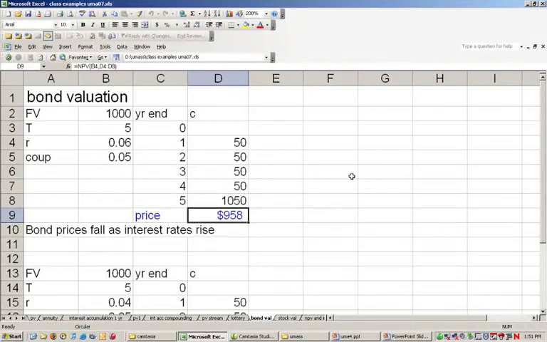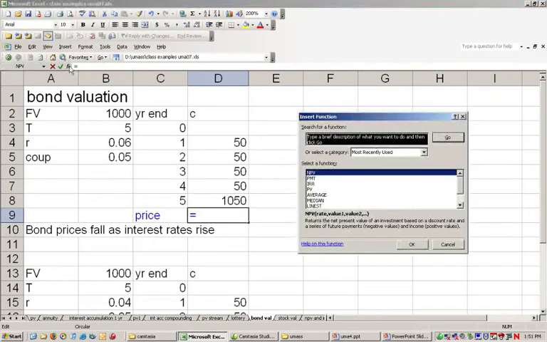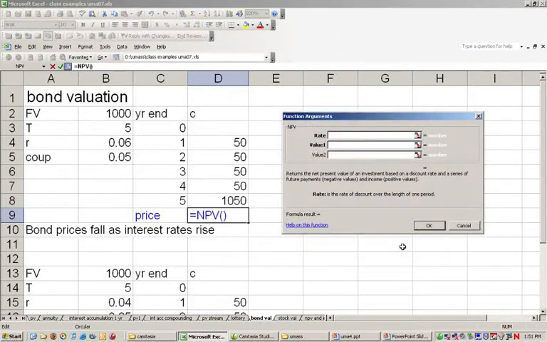Okay, as you can see, once again, I've calculated the price of the bonds using the NPV function. It's going to be $958. Let me delete that and show you the calculation. So once again, we go to the function wizard, find the NPV function. That's the one we want.